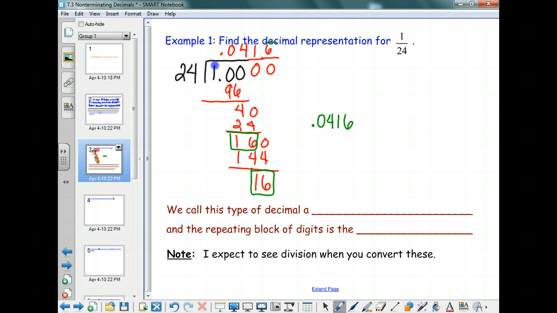Please be careful. Where does the repeat go? Over the 6 and over nothing else. And if I have to guess where your repeats go when you're losing points, I don't want to have to guess. Just tell me where it's really supposed to go, all right? Really make sure that I understand it's over the 6 and nothing else. Okay, so we call this type of decimal a repeating decimal.